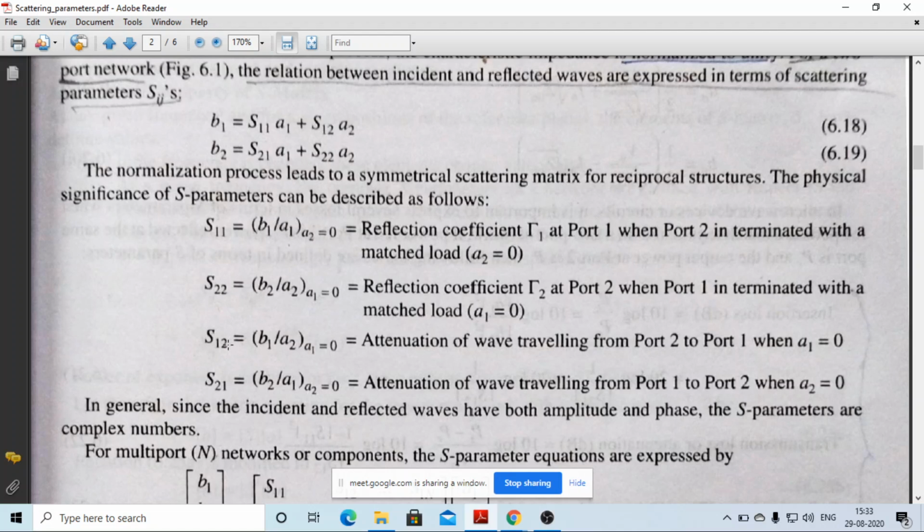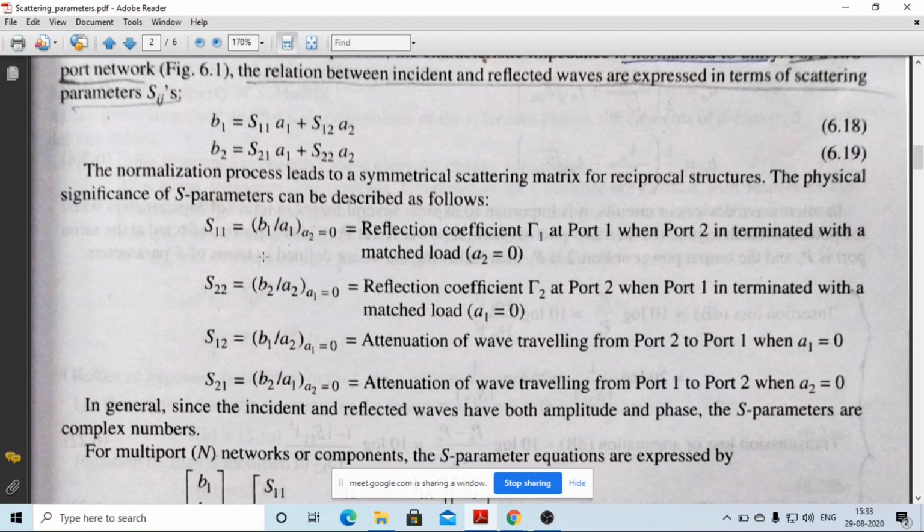Now the reverse ones are S12 and S21. S12 is B1 by A2. B1 is the reflected wave and A2 is the incident wave. So this is the attenuation of a wave traveling between port 2 and port 1: if you are taking A2, it means your wave is incident at port 2 and it is observed at port 1. So how much quantity is going to be attenuated, because here the port is changed. S11 and S22 are reflection coefficients because incident and reflection are at the same port.